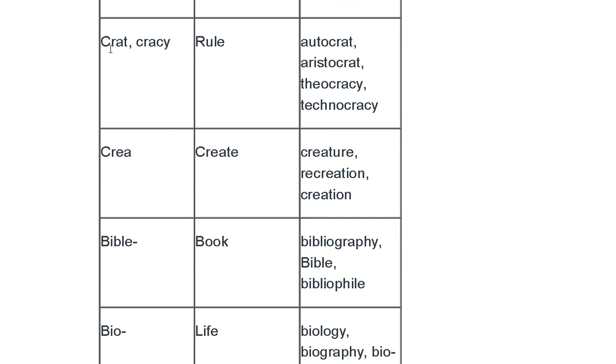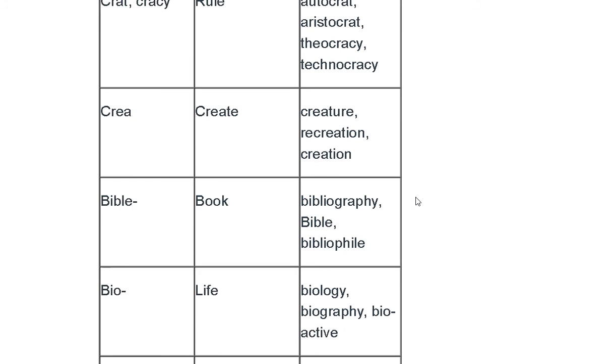Okay, the suffixes and prefixes, crat or cracy, rule. An autocrat, auto means self, crat means rule. An autocrat rules him or herself. You make your own decisions. An aristocrat is a person who rules from the aristocracy, from that level of socioeconomic status. Theocracy is when theo, like religion, when the faith is ruling, a religion is ruling.